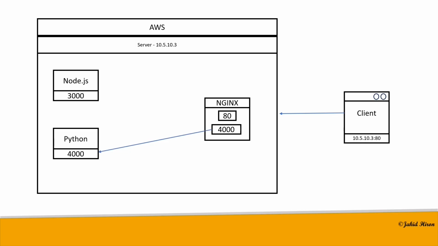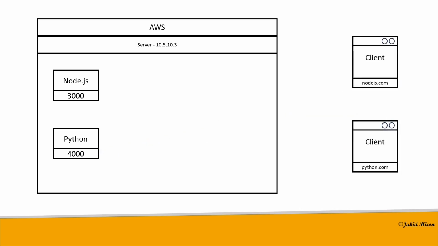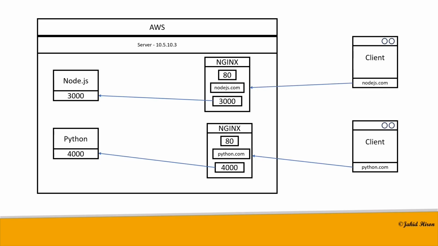Now let's make it a bit more interesting. Imagine we purchase two domains, nodejs.com for the Node.js project and python.com for the Python project. We can then set up two Nginx configurations, one for Node.js and one for Python. In the Node.js Nginx configuration, we will configure nodejs.com and set the reverse proxy to forward the request to port 3000. In the Python Nginx configuration, we will configure python.com and set the reverse proxy to forward the request to port 4000.